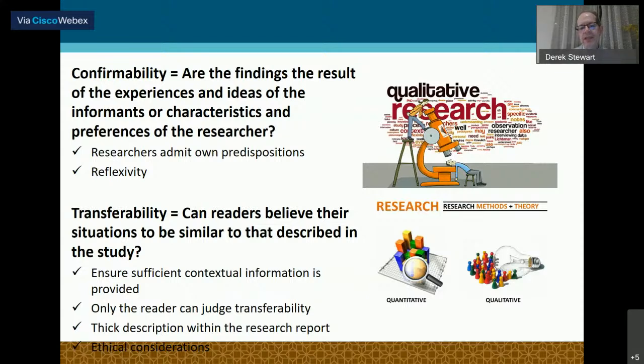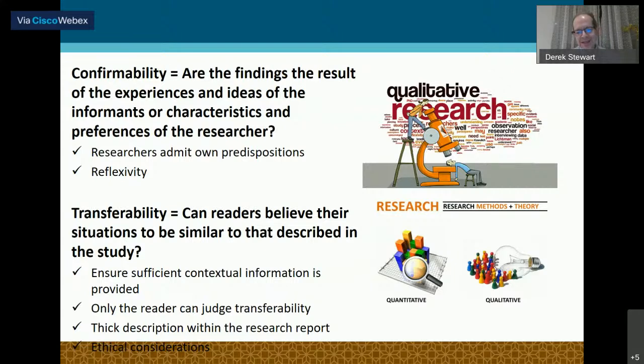And transferability is really about, can we transfer the findings to other populations, other hospitals, other countries, other health systems? And that's really about the researchers providing a lot of contextual information to allow the reader to decide it. So we need to have what's called thick description within the research report.